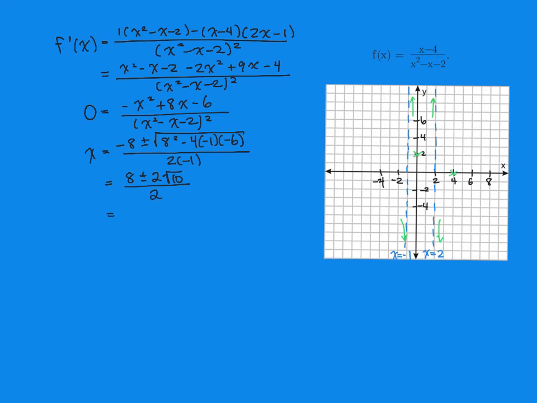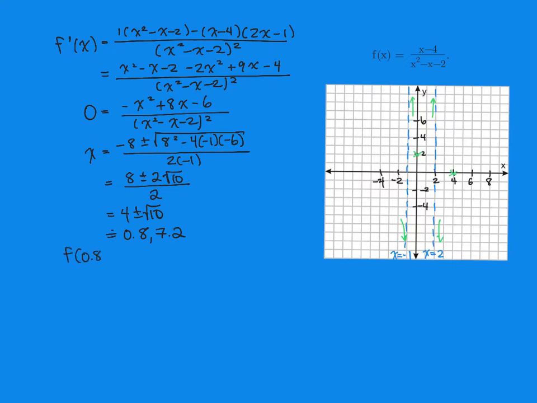Which does simplify a little bit. Here we'll get 4 plus or minus root 10. Now, of course, when we go to actually sketch these, we are going to just use their approximate values because there's no way we can sketch something this precise. And you will find that they are approximately 0.8 and 7.2.